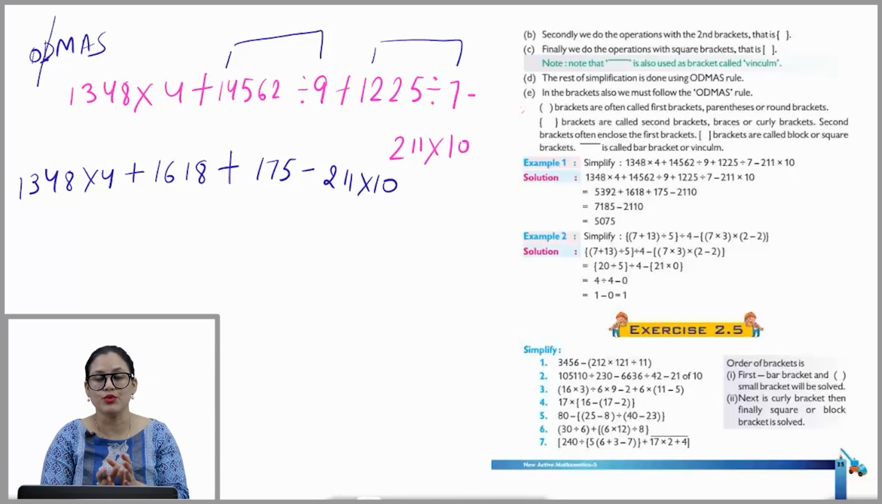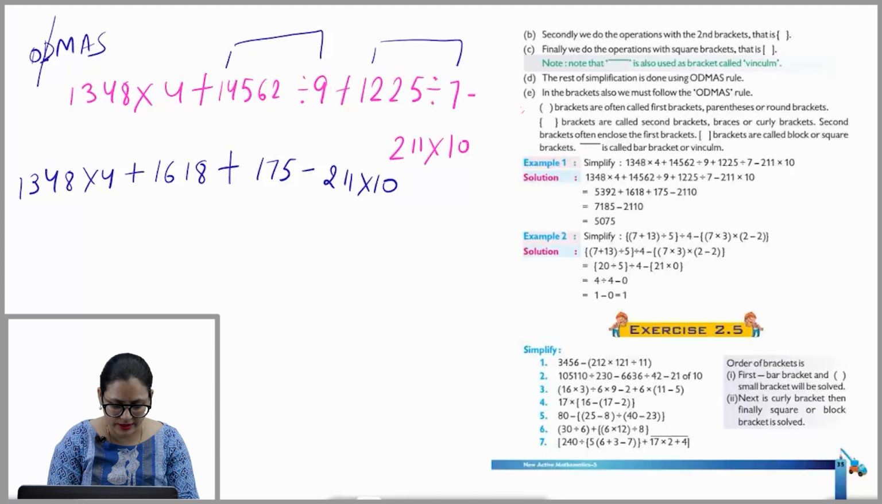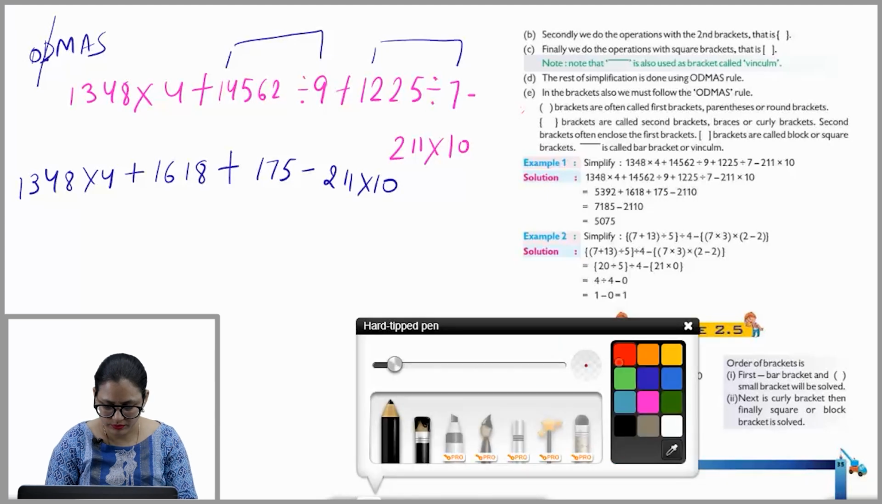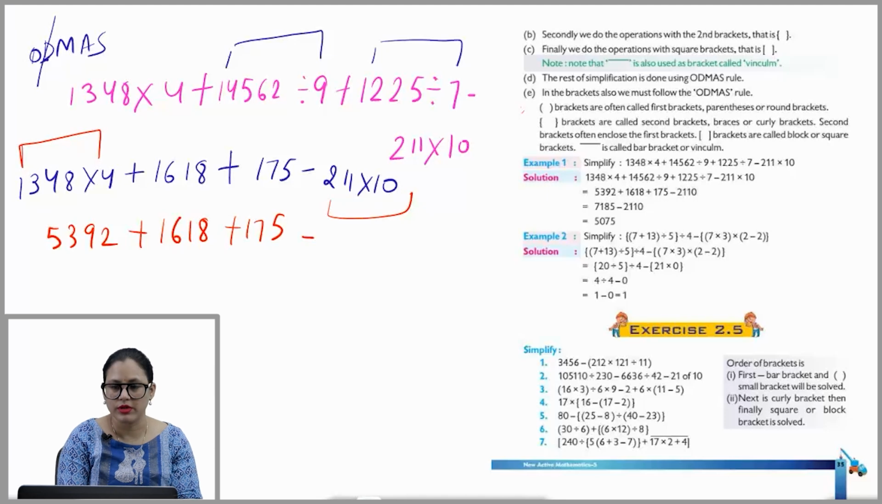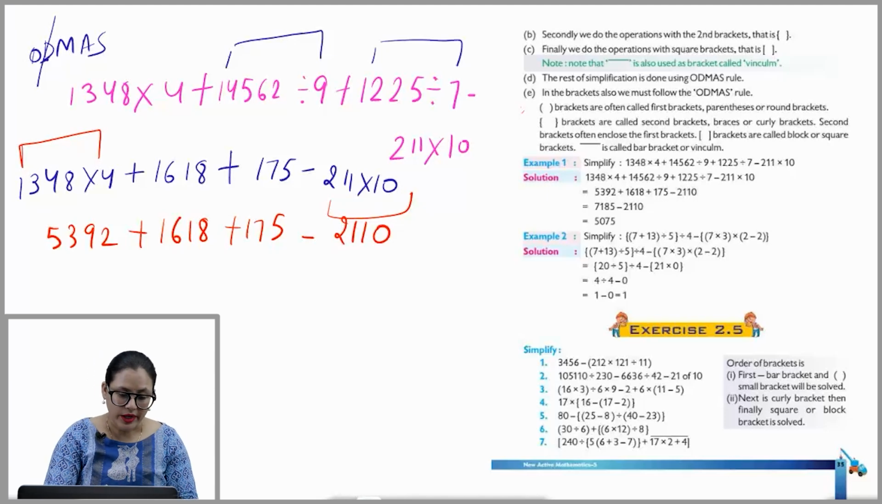Now it's time to do multiplication. We'll multiply these two numbers and these two numbers. After multiplying, we'll get this number 5392, plus this will be as it is. We'll write this as it is, and minus, oh, it's so simple to multiply because there is a 0. I mean 10. 2110. Now we have done multiplication.